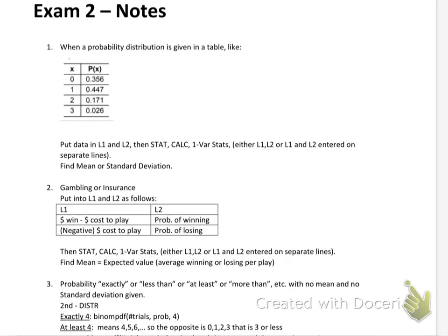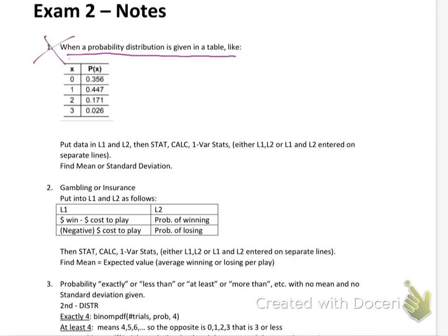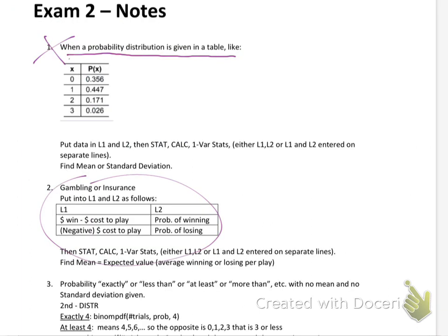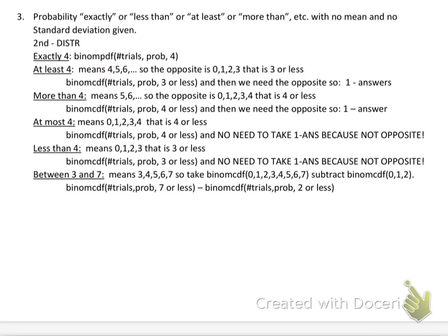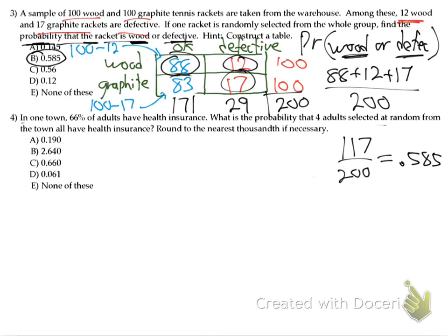Well, did they give me this one, which says when a probability distribution table is given? Did they give me a table? No. There's no table. So it's not that one. Gambling or insurance? Is that gambling or insurance? No. Okay, number 3: probability exactly, less than, at least, more than. What did they say? 4 adults. Is that more than 4? Less than 4? Exactly 4.